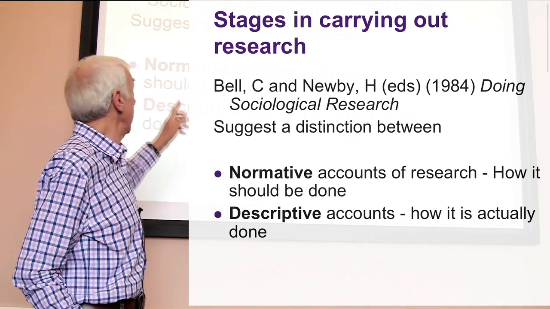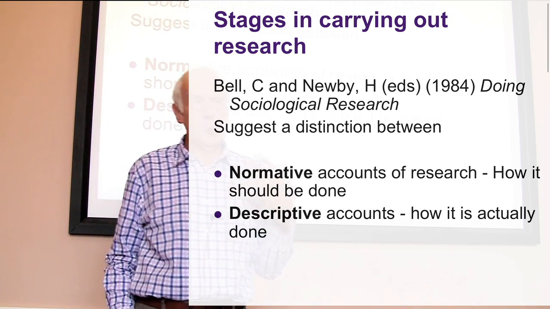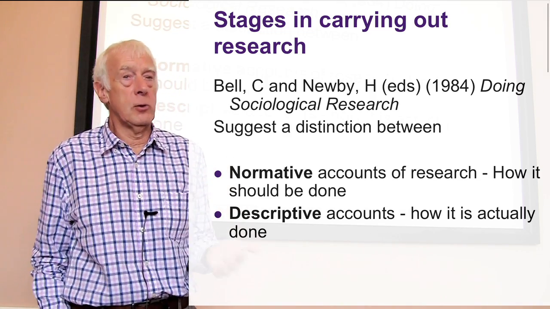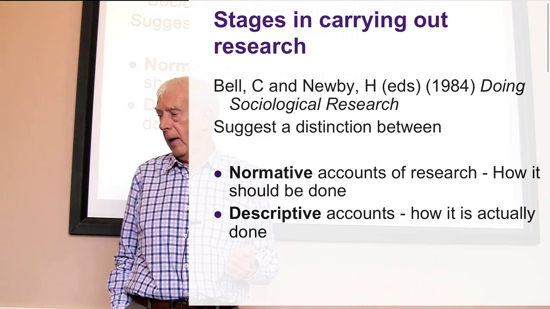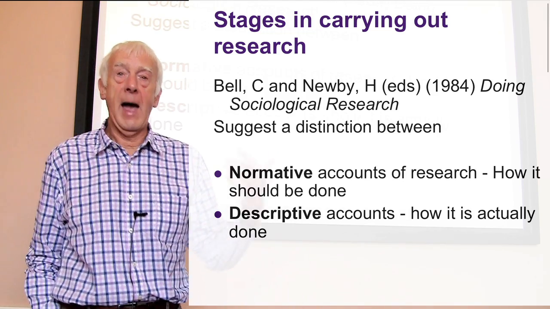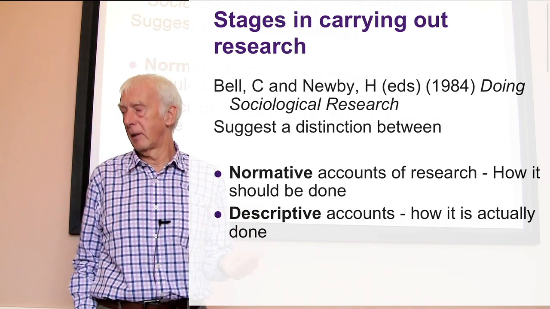And essentially they were making this distinction between the normative and the descriptive approaches. The normative account is the account, if you like, of how it ought to be, how it should be. That's the normative account, how it should be done. And that's what you get in the textbooks, of course. The textbooks are telling you how you should do the research, how perfect research is done, and that's it.